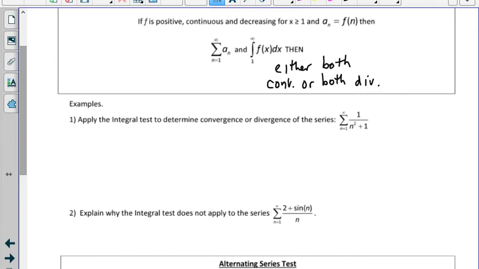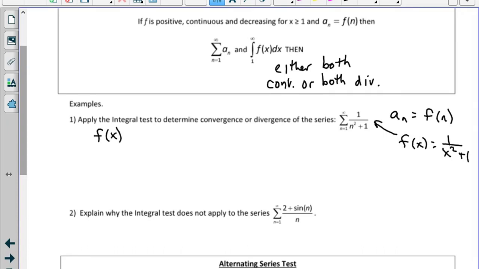Let's take a look at example 1. We're going to apply the integral test to determine convergence or divergence of the series, the sum of n equals 1 to infinity of 1 over n squared plus 1. We're going to make a sub n equal to f of n, and so we're going to make it look like f of x equals 1 over x squared plus 1. Now we have to make sure that the conditions are true.